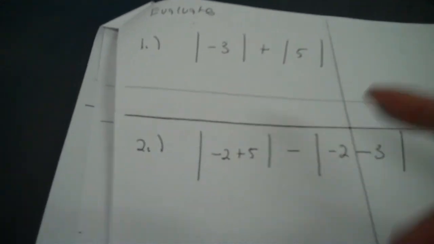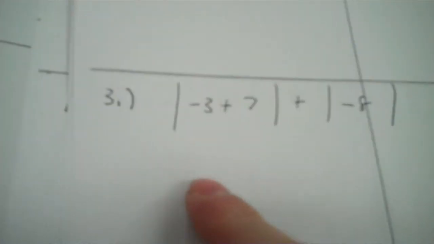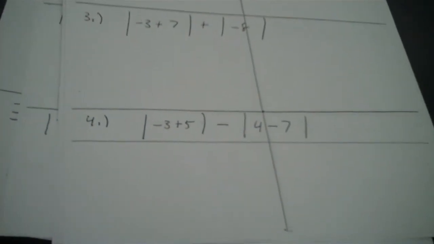By the way, don't overthink these. You don't make tables. That's 3 plus 5. That's 3. That's negative 5. It ends up being 3 minus just 5, okay? We know that negative 3 plus 7 is 4. Absolute value of 4 is 4. Plus, the absolute value of negative 8 is 8. It's 4 plus 8, okay? You can figure out the last one.